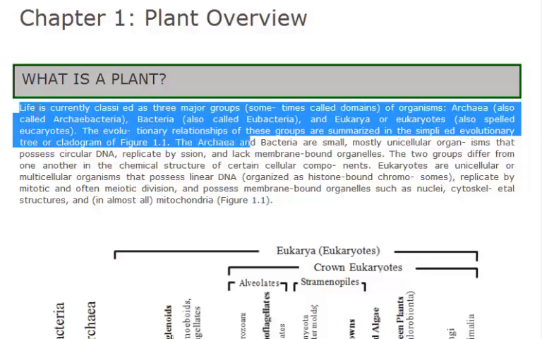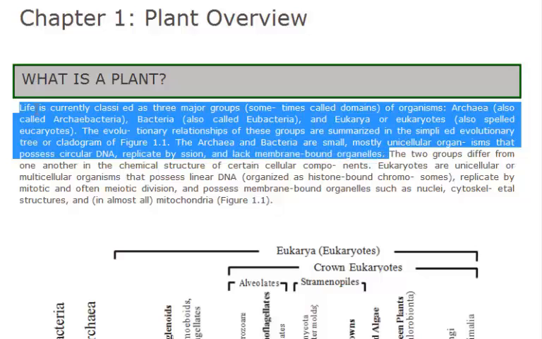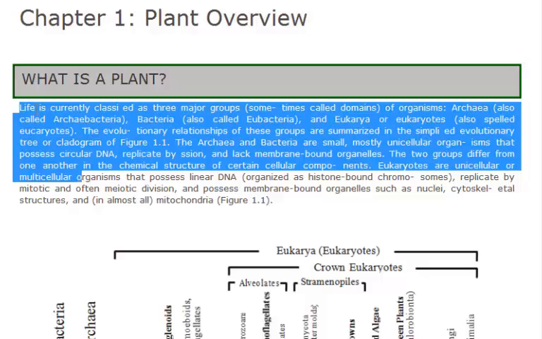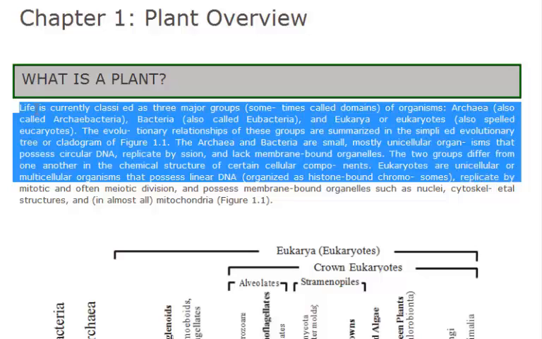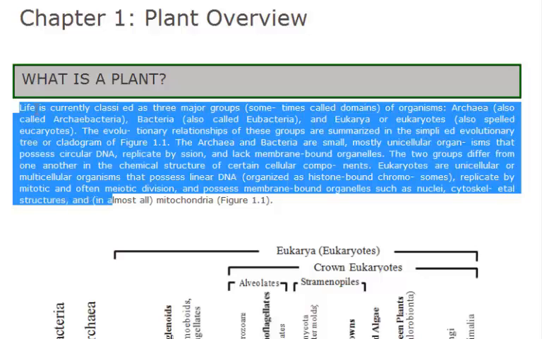The archaea and bacteria are small, mostly unicellular organisms that possess circular DNA, replicate by fission, and lack membrane-bound organelles. The two groups differ from one another in the chemical structure of certain cellular components. Eukaryotes are unicellular or multicellular organisms that possess linear DNA, replicate by mitotic and often meiotic division, and possess membrane-bound organelles such as the nucleus and cytoskeletal structures.